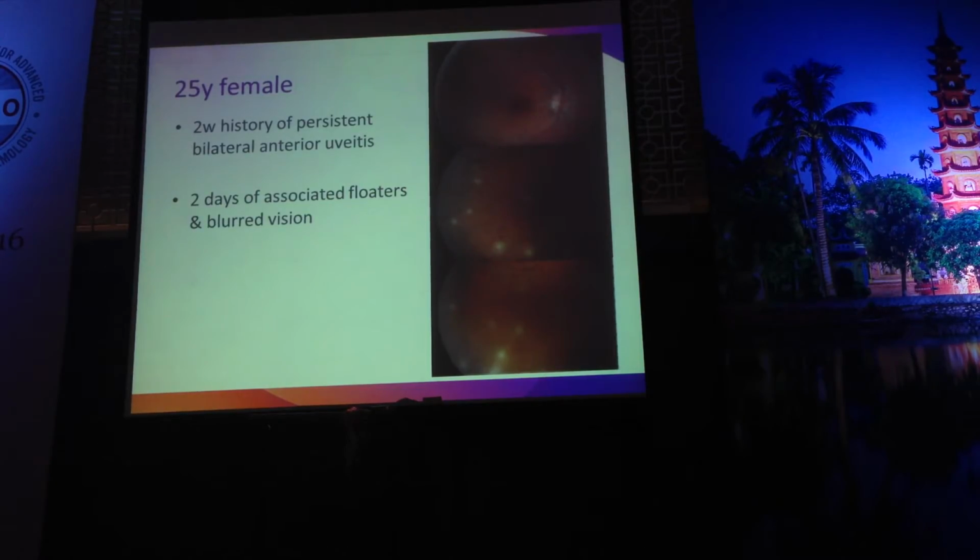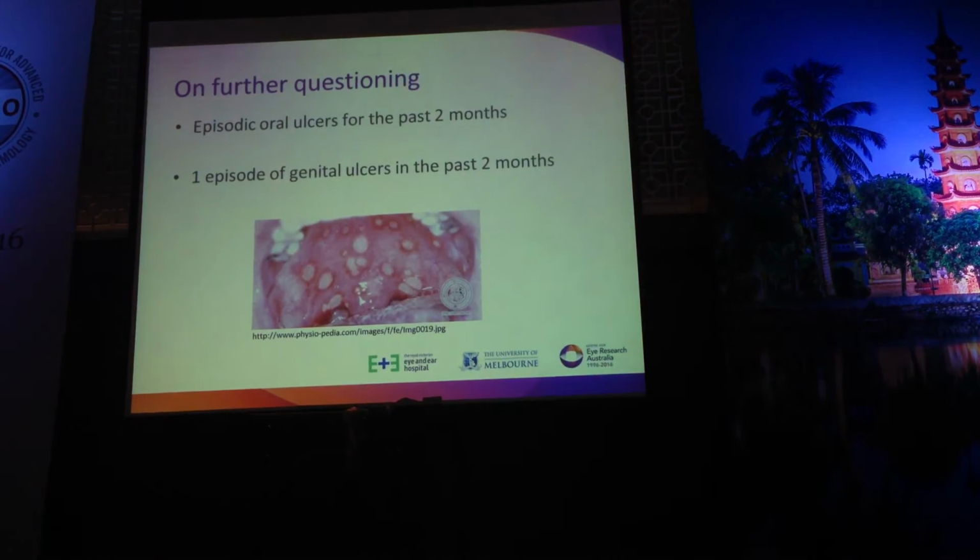Now, if you left it at that, you're probably sitting there going, it could be a whole lot of things. But if you actually took the time to ask a bit more questions, she actually had episodic oral ulcers for the past 2 months. Okay, and this is her mouth, or it's not her mouth, but it's representative of it. Huge crops of them. Okay, one episode of genital ulcers also in the previous 2 months. So already you should know the diagnosis that she's got Behçet's disease.